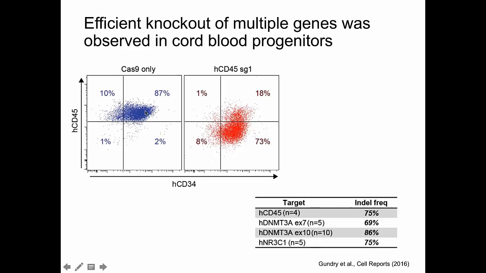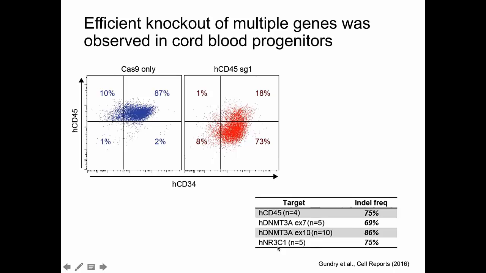So you can see the normal population of, this is a sorted population of CD34 cells. The normal expression pattern of CD45 in Cas9 only treated samples here. And you can see a large percentage of cells, in this case about 80% of the cells, which had lost CD45 expression 24 to 48 hours after electroporation.